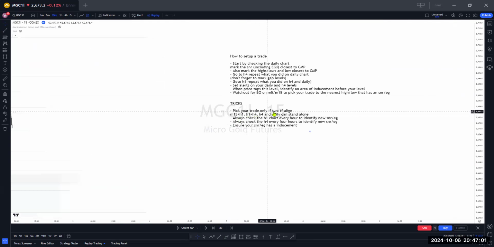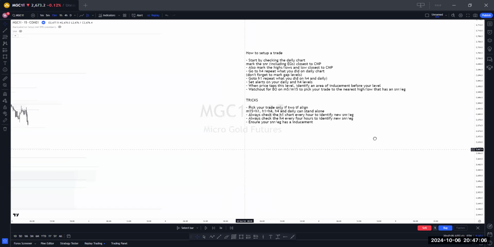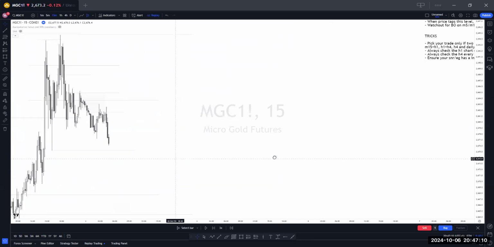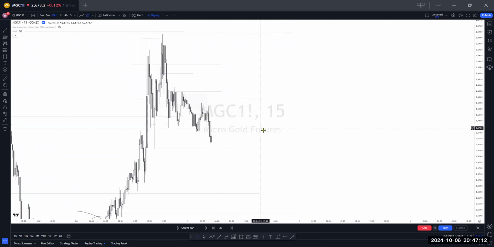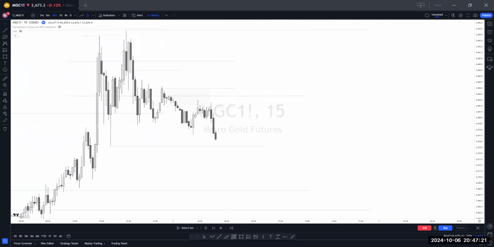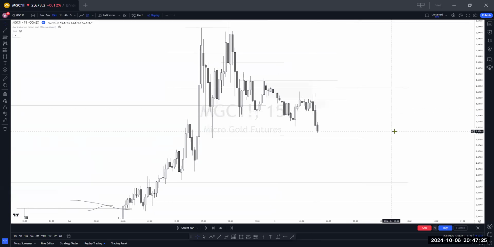I mentioned that you pick your trade only if two time frames align. Say M15 and H1 can actually align, H1 and H4 can also align. So in this scenario, this would be a very good trade to have picked from M15. As you can see, they actually align perfectly. M15 tapped that level, and as you can see, a decent rejection. After that rejection, you got an engulfing. So after this engulfing, this can be an easy trade for you to pick.